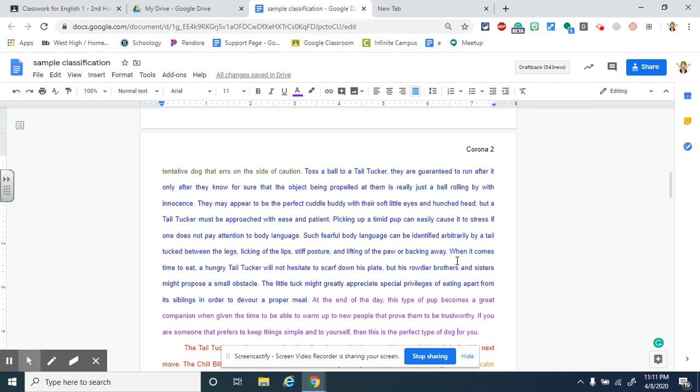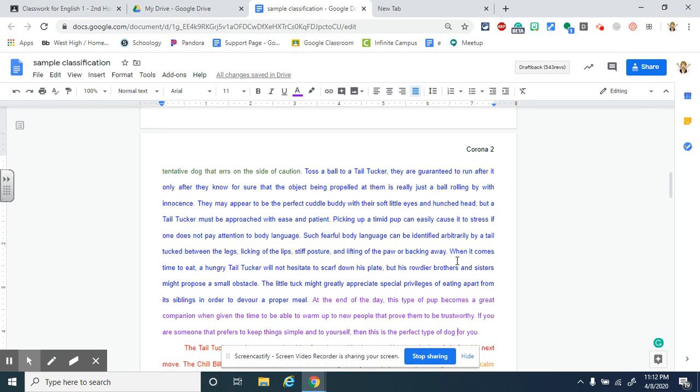They may appear to be the perfect cuddle buddy with their soft little eyes and hunched head, but a tail tucker must be approached with ease and patience. Picking up a timid pup can easily cause it to stress if one does not pay attention to body language. Such fearful body language can be identified by a tail tucked between the legs, licking of the lips, stiff posture, and lifting of the paw or backing away.